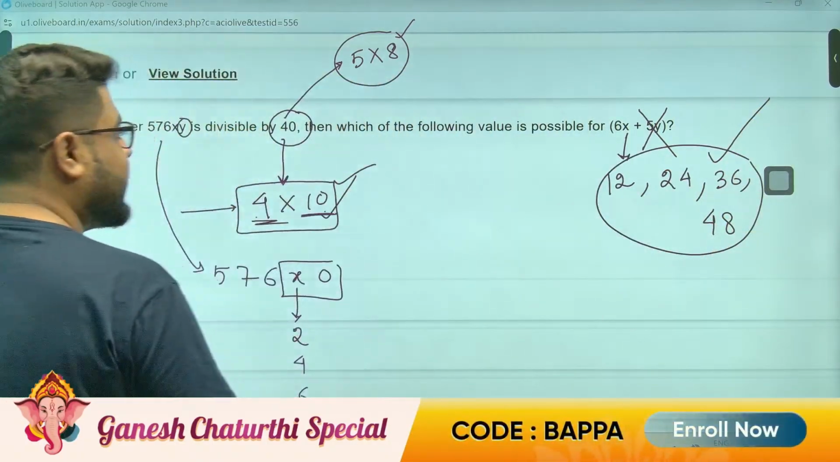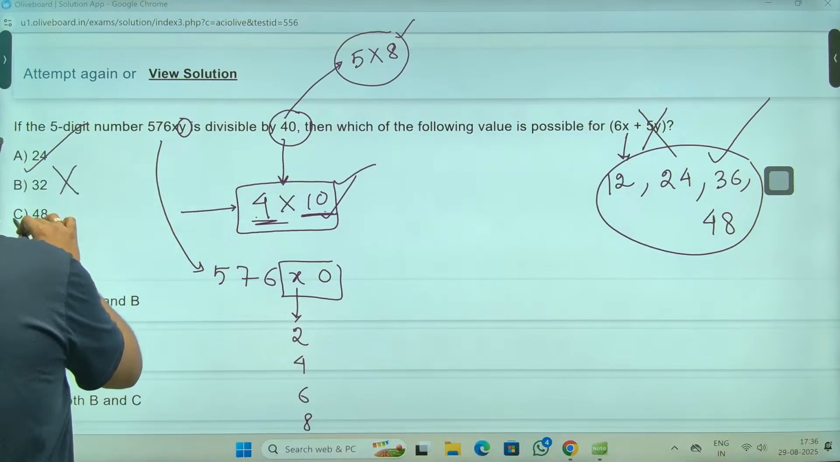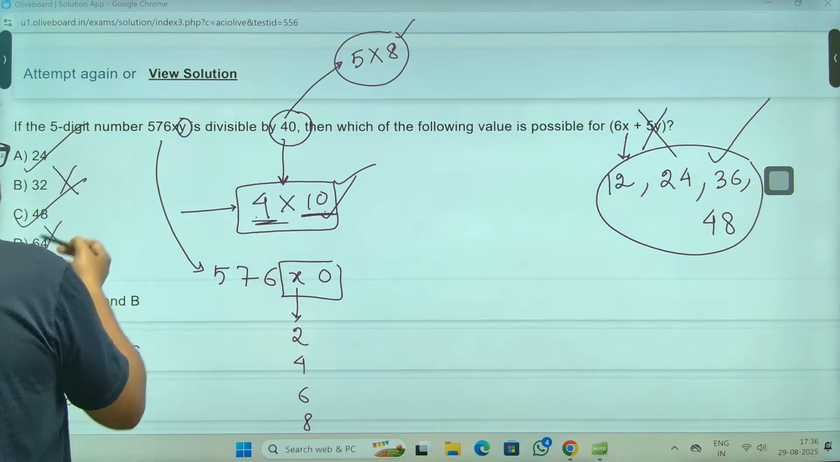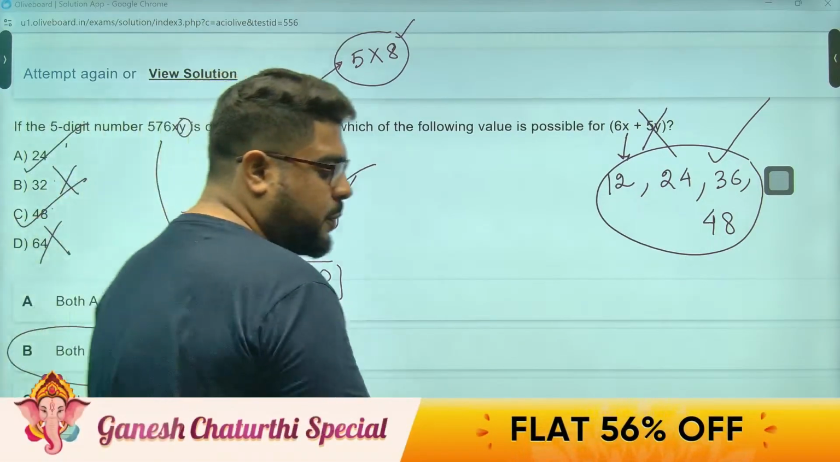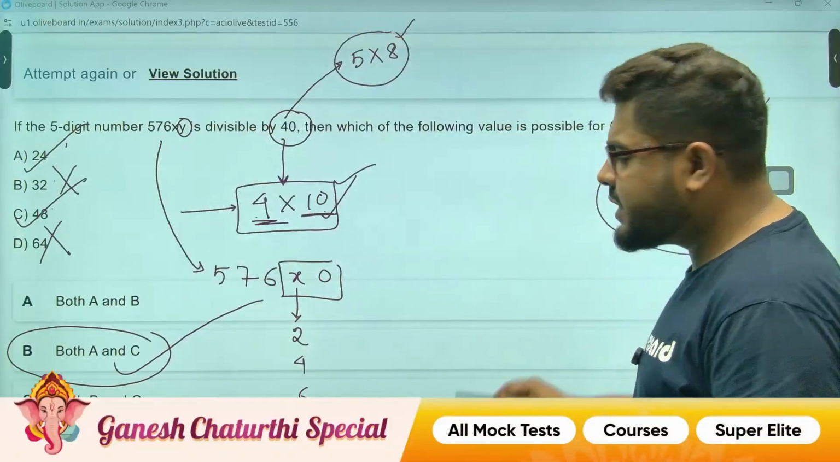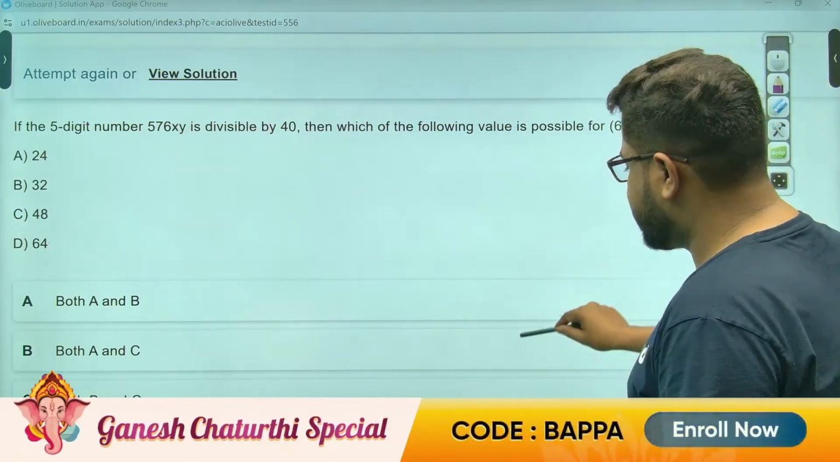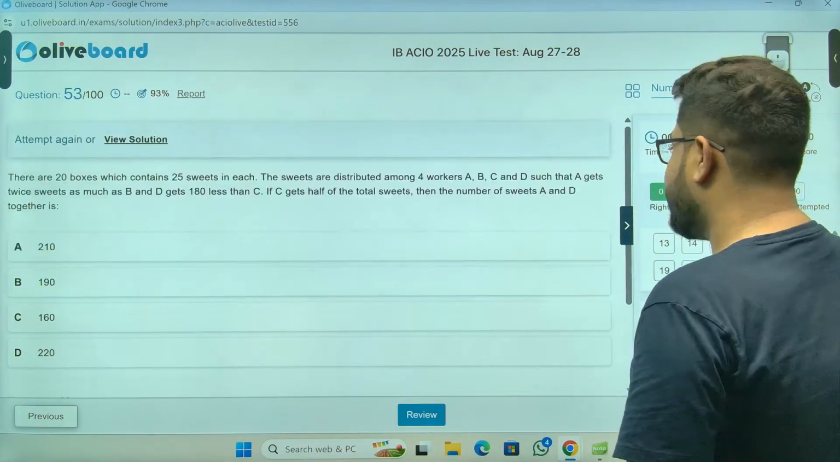Check. 24, yes, it is possible. 32, not possible. 48, yes, possible. 64, not possible. So answer is A and C. Option number B, that A and C, they are possible. Nothing else, sir. That's my answer. Done, sir. Next one, sir.